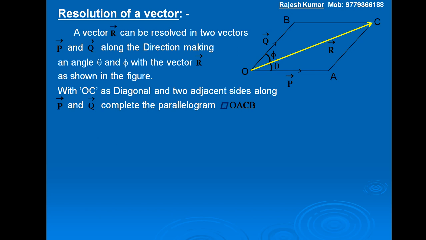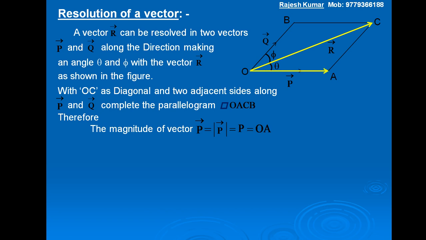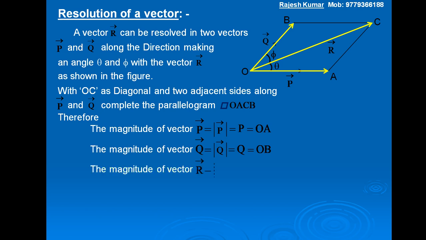Then, according to the parallelogram law of vector addition, the magnitude of vector P, mod of P vector, or simply P, if we remove the arrowhead, is equal to side OA of the parallelogram OACB, and the magnitude of vector Q, mod of Q vector, or simply Q, is equal to side OB of the parallelogram OACB, and the magnitude of vector R, mod of vector R, or simply R, is equal to the length of the diagonal OC.